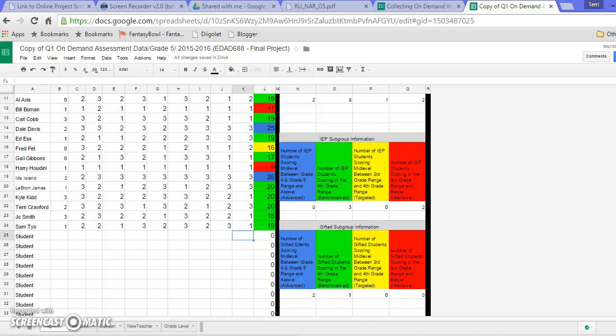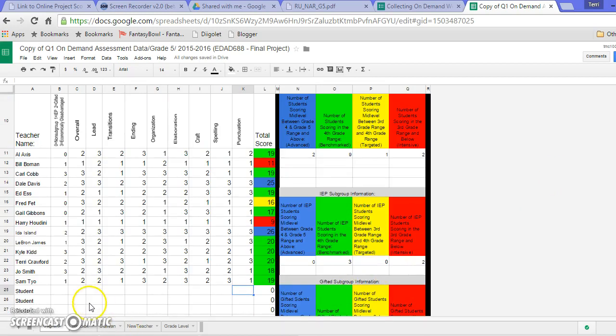So let me demonstrate for you how a teacher will use this spreadsheet. She will come down here and type in the student's name. So let's pretend that this student is Al and his last name is Yono.